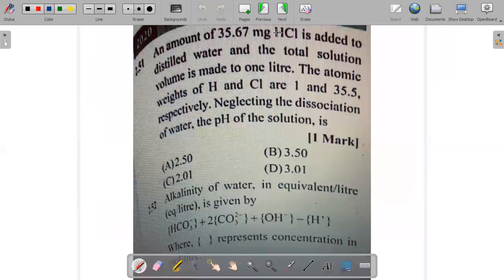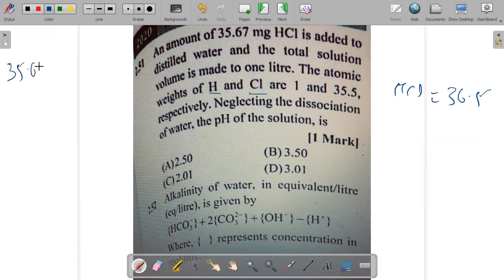Okay, let's move on to the next question. An amount of 35.67 milligram HCl is added in distilled water, and total solution volume is made to 1 liter. The atomic weights of H and Cl are 1 and 35.5, obviously, and neglecting the dissociation of water, the pH of the solution is. So basically, we have given about 35.67 milligram HCl, and we have atomic weights of H plus Cl, so HCl is about 36.5.